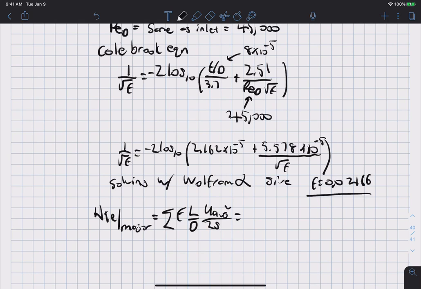Just about everything here is the same for all sections of pipe: f, D, and U average, and g. So we can basically yank those out of the sum because the diameter of each section of pipe is the same. So that becomes f over D times the average velocity squared over 2g times the sum of the lengths of all the piping sections.